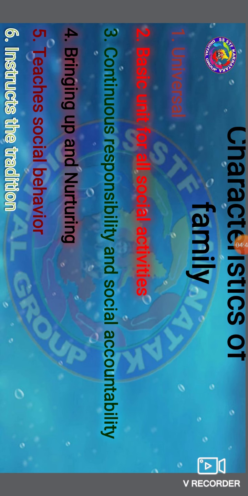Third one, continuous responsibility and social accountability. Family teaches its members how to behave and how to discharge specific responsibilities. It trains its children on how to live harmoniously with the neighbors. Along with this, it also educates about a few social responsibilities. For example, it educates on how to keep the drinking water source clean.